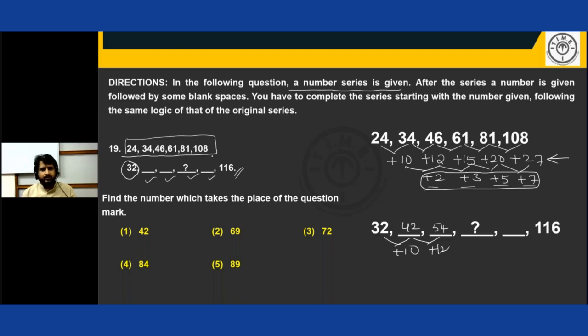But what is the question asked? Which number takes the place of the question mark? So in the fourth place, we need to find. So plus 10, plus 12, next will be plus 15. So 54 plus 15, 69. So your answer is 69, choice 2. So here the logic is difference of difference. And these kinds of questions are of mains pattern. You may be given a different logic, but the pattern of the question is mains.